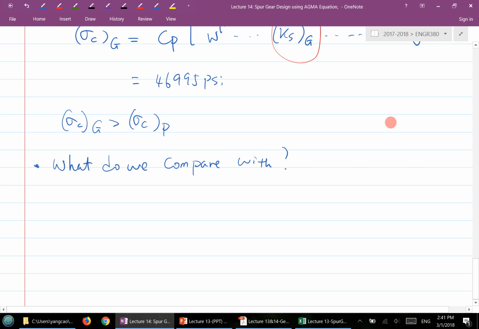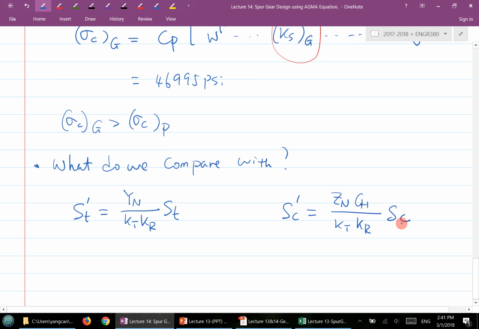Here are two formulas. One formula is for the strength value for the bending stress. We call that ST prime, and the formula for ST prime is this. The other one is the strength value for the contact stress. We call that SC prime, and that formula is this. So here are the two strength formulas.